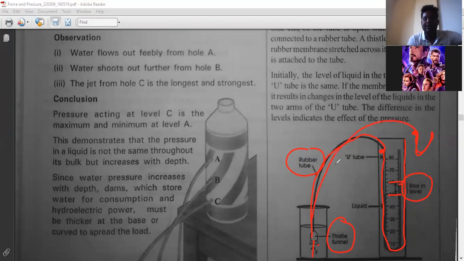Liquid is filled in this container. When pressure is applied from the bottom, the rise of the liquid will be shown on the other side. This is called a manometer. This is the main instrument which is used for the measurement of the pressure.